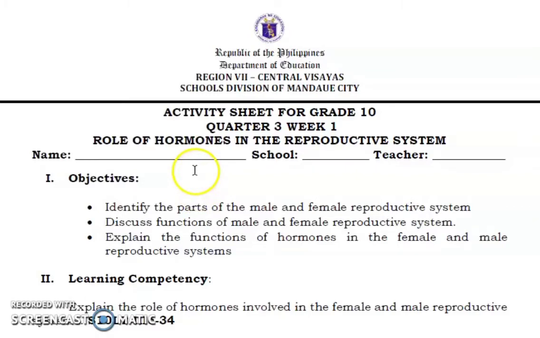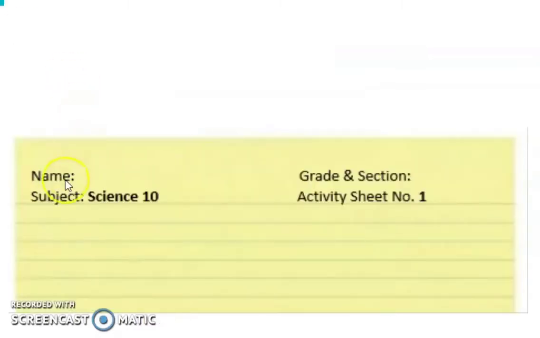Good day, students. This is your lesson guide for activity sheet for grade 10, quarter 3, week 1, entitled Role of Hormones in the Reproductive System. To start with, please grab your yellow pad paper and don't forget to write your name, subject, grade and section, and the activity sheet number. This is your activity sheet number 1. Pause the video as you write it down.